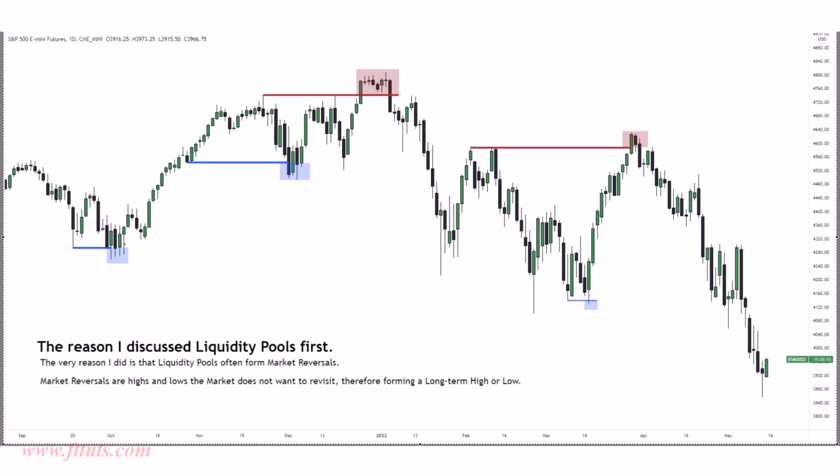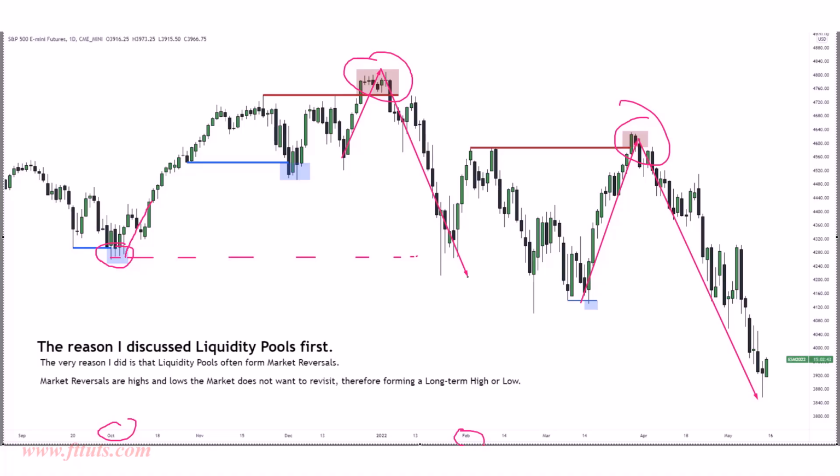So if we take a look at this, liquidity pools often form a long-term high or low, and it takes a while for this to get revisited here. Just look at the dates there. Liquidity pools often form long-term highs and long-term lows. Same thing here. Same thing here. And check how it goes from bullish to bearish, from bearish to bullish. It's a reversal.